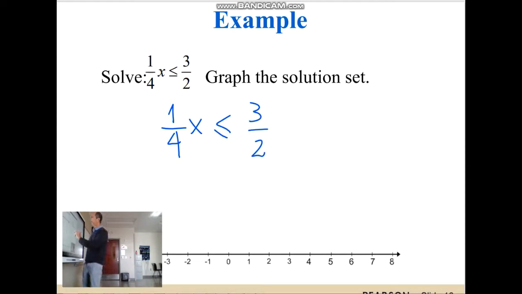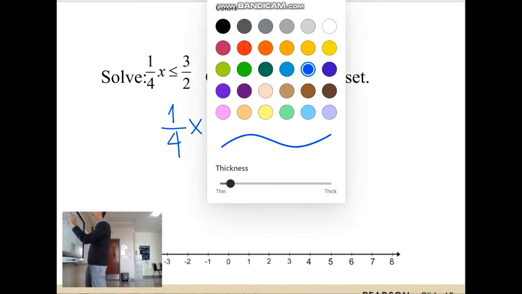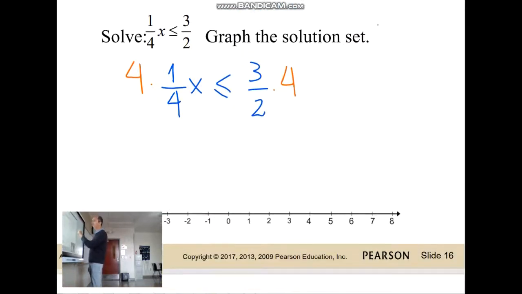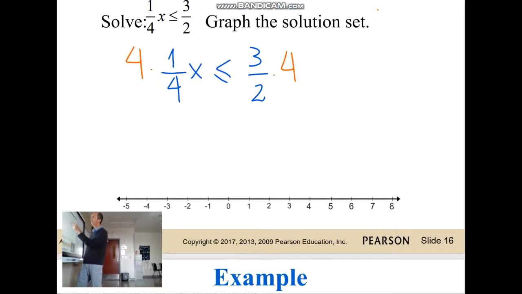My suggestion is to get rid of this 1 over 4 in front of x by multiplying both sides by 4. You are multiplying by a positive number, which means you don't need to flip the inequality sign; keep the same sign. Simplified, x is less than or equal to 3 times 4, 12 divided by 2, 6.